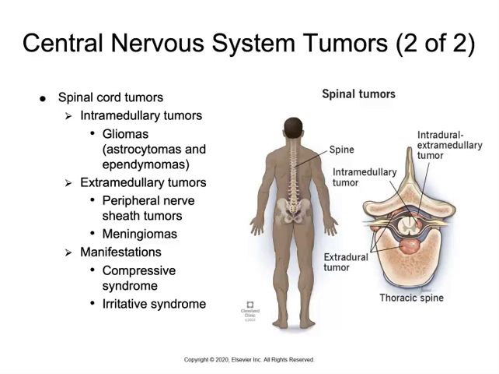First, we have the compressive syndrome, which occurs when the tumor presses on the spinal cord. You can kind of see some of these tumors that would push on that spinal cord, which can cause weakness, sensory loss, or paralysis. And then we have irritative syndrome, which results from nerve root irritation, which can lead to pain, muscle spasms, or abnormal sensations.